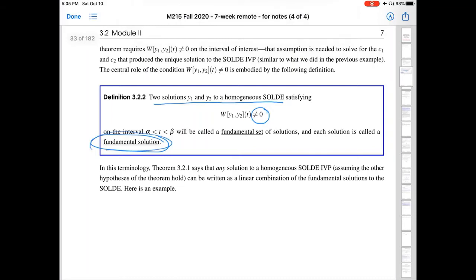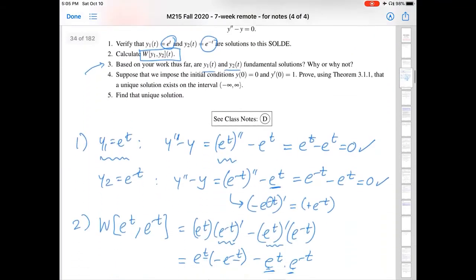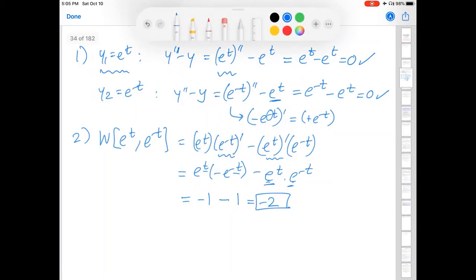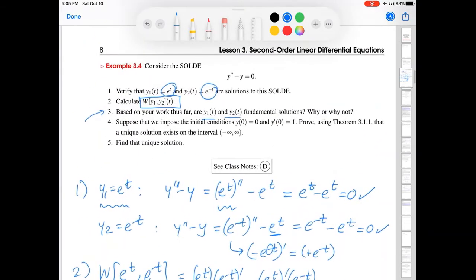So all we have to do is check whether the Wronskian we obtained is 0 or not, and that will tell us whether these are fundamental solutions or not. Indeed, we got a non-zero Wronskian. It doesn't really matter that it's negative. That actually doesn't tell you much. What matters for fundamental solutions is that it is non-zero, because the Wronskian of these two solutions is not equal to 0. Right, so that's our answer for 3.